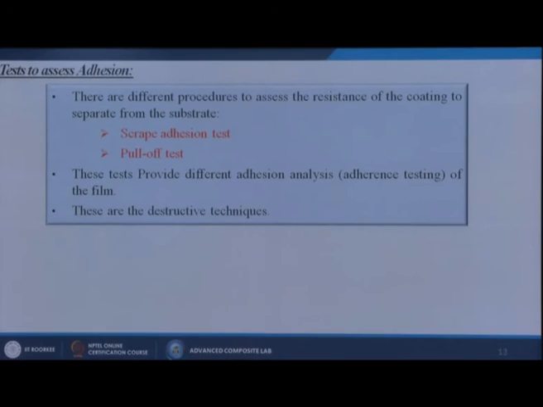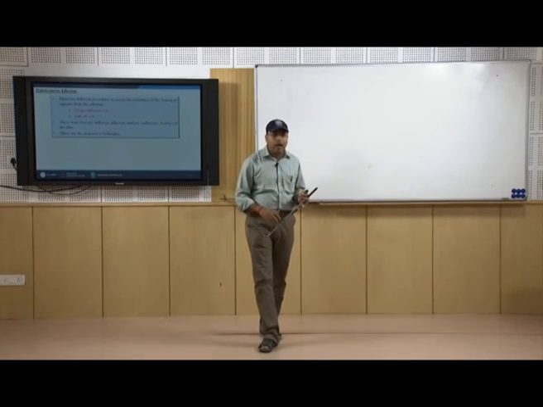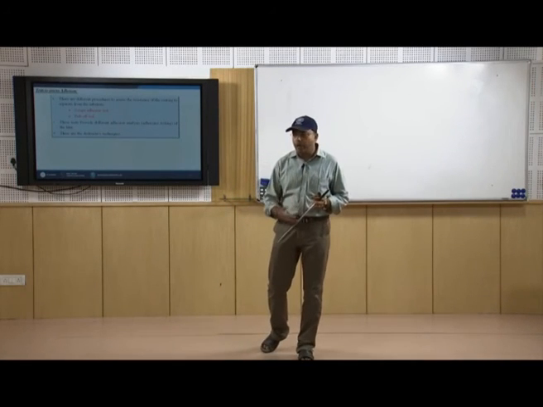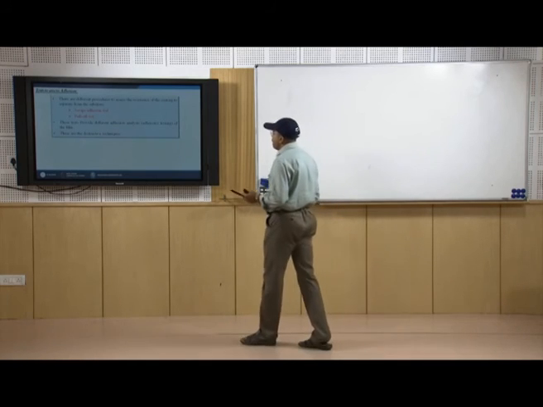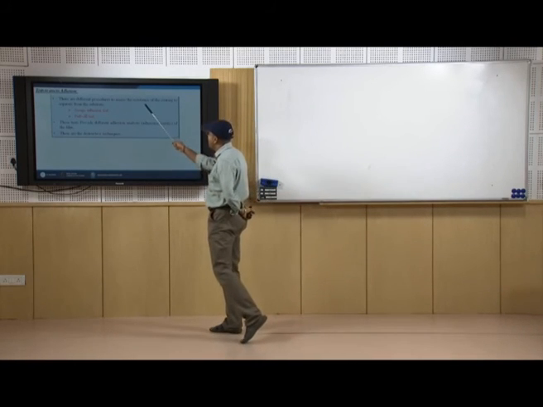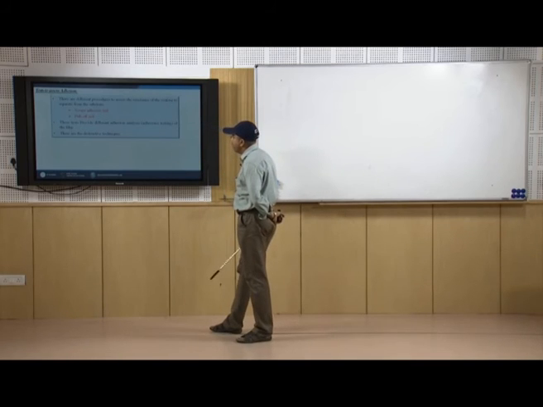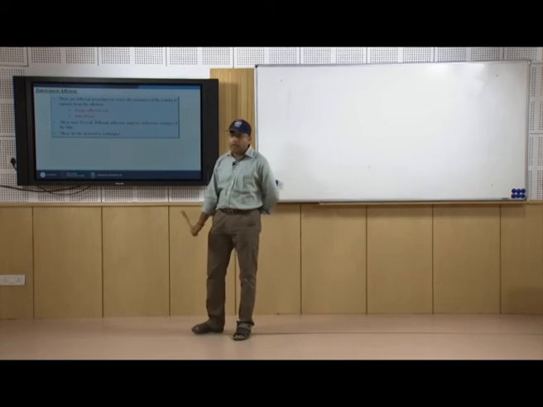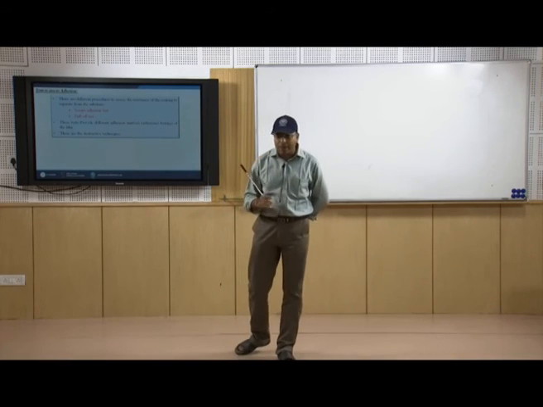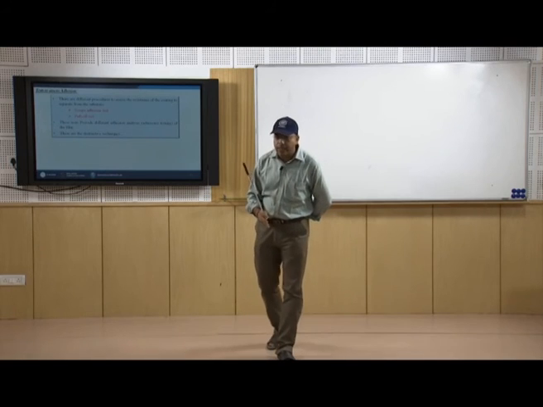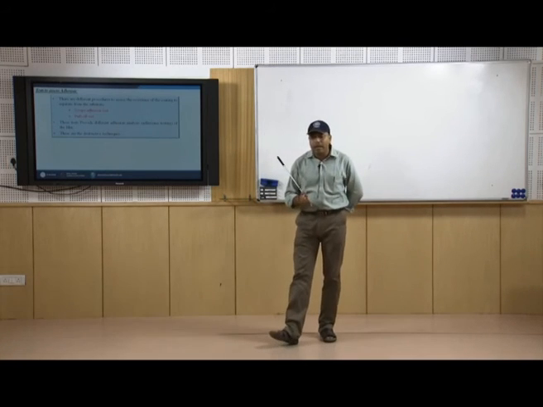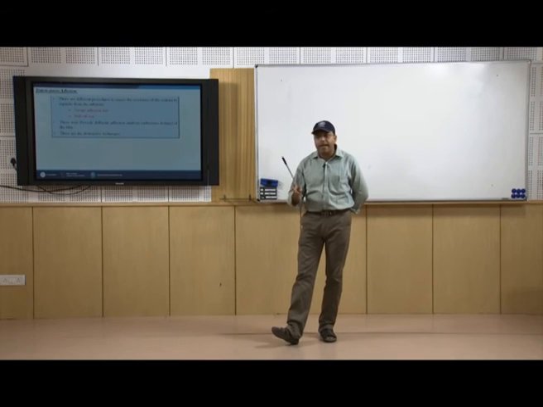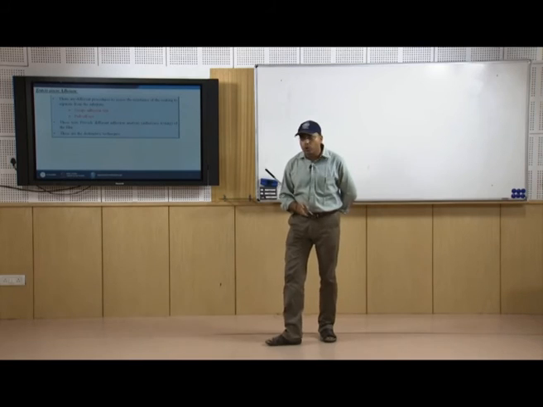Tests to assess adhesion. Now we know what adhesion is, so how do we measure these properties when we are doing the coating? There are different procedures to assess the resistance of the coating to separate from the substrate. The first one is known as the scrape adhesion test and the next one is called the pull-off test. These two are the most versatile experiments or characterizations by which we can check whether the adhesion between the substrate and the nanocomposites or nano coatings is good or not.